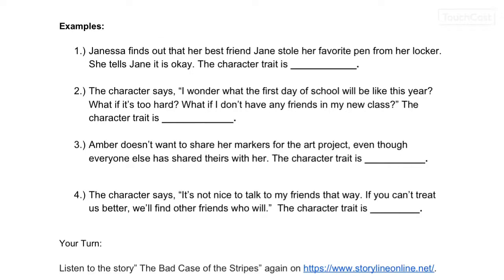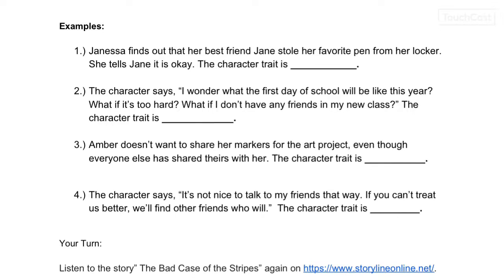All right, for today's examples, you'll notice that I took out what the character traits were because I would like you to try to figure out which word makes the most sense for you. A lot of times there are many different character traits to describe a person, so your answer is not wrong as long as you have evidence to back it up. So let's look at the first one.